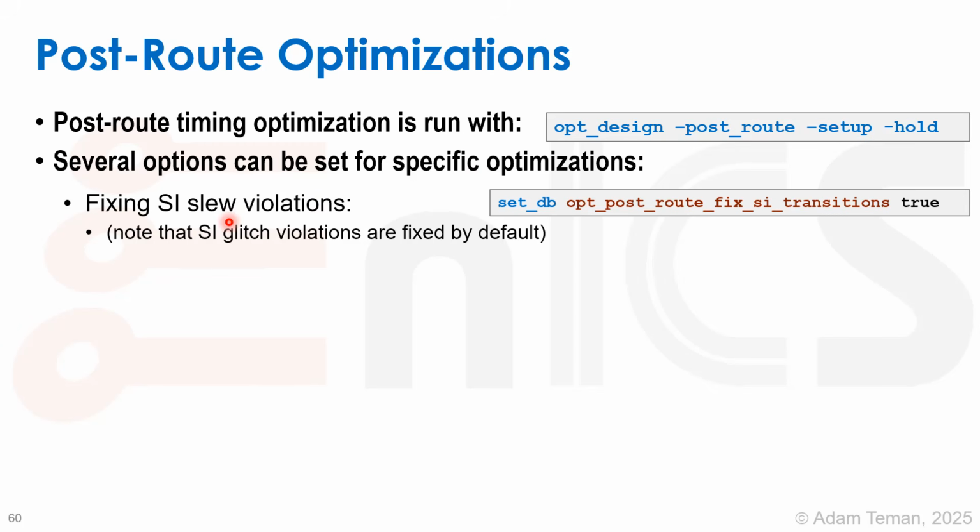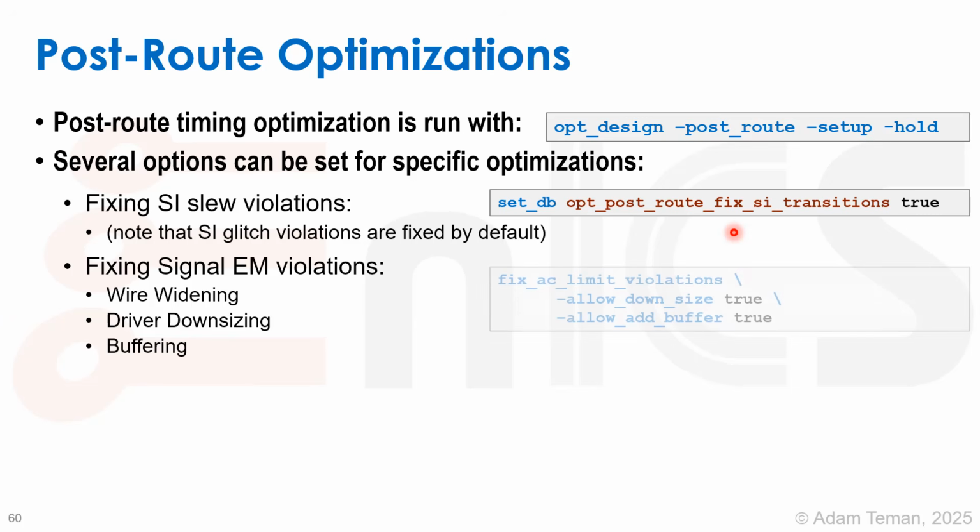So the first one is fixing SI slew violations. Okay, so we might have some coupling that's going to cause problems. So then we're going to set db opt_post_route_fix_si_transitions true, and then run our opt-design -post-route. Okay. So in general, again, SI glitch violations are going to be fixed by default, but we might want to run this in an opt-design if we have specific problems that remain after our initial routing.